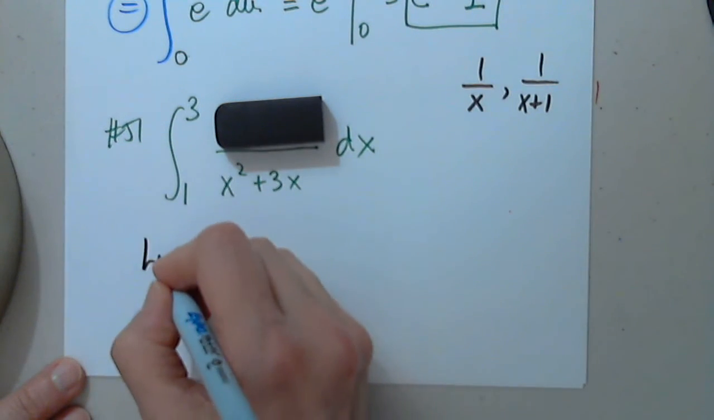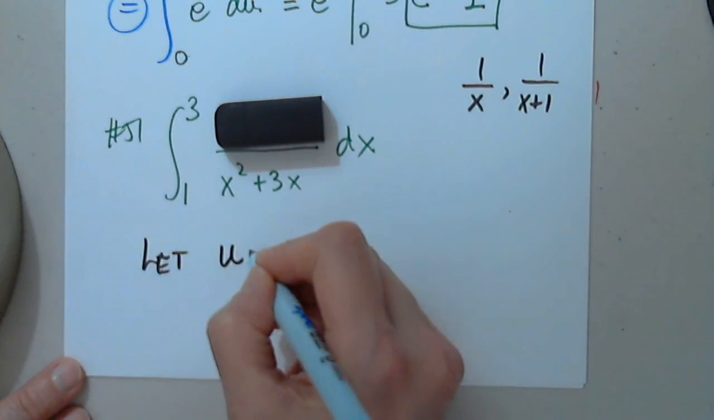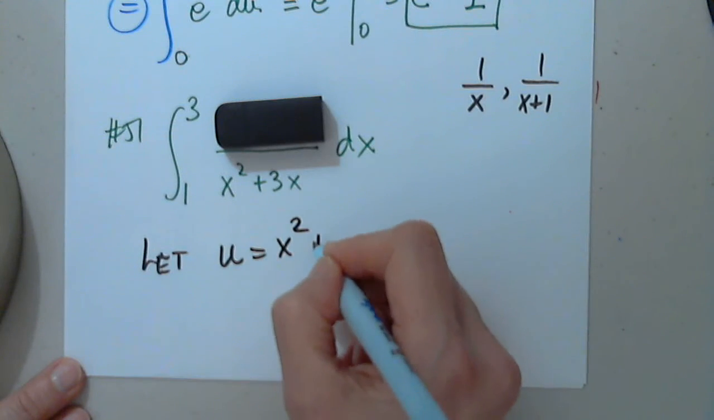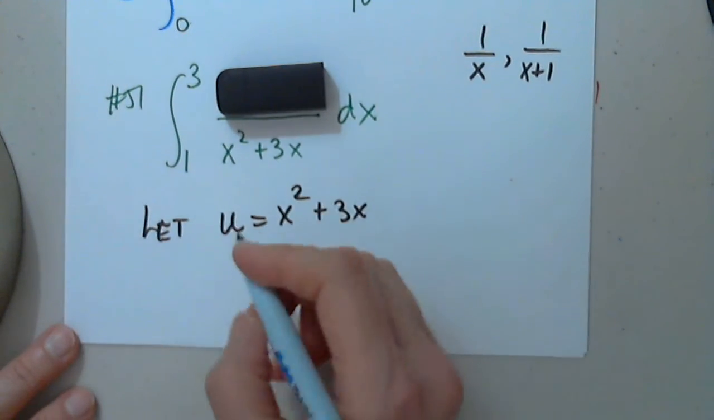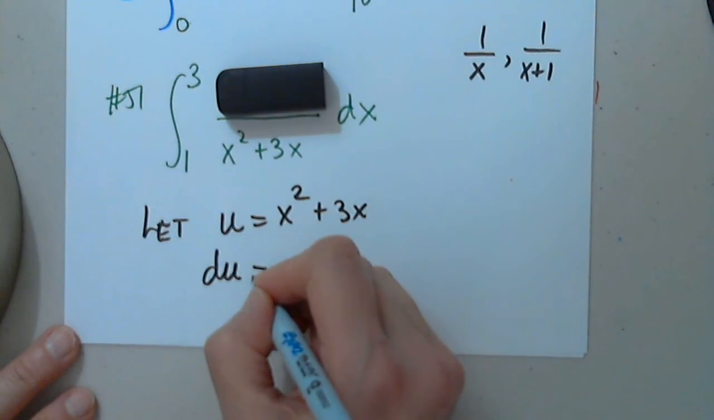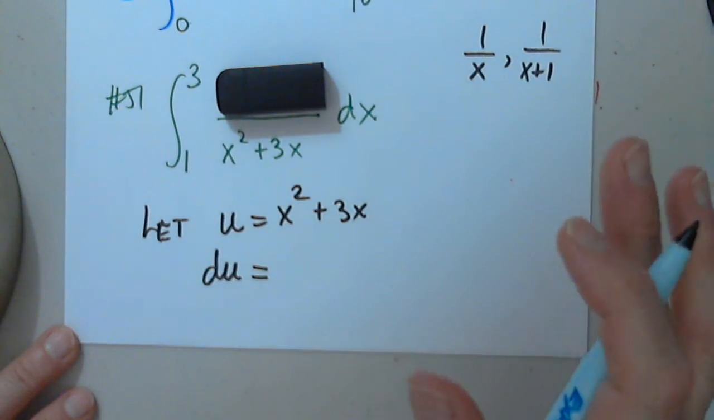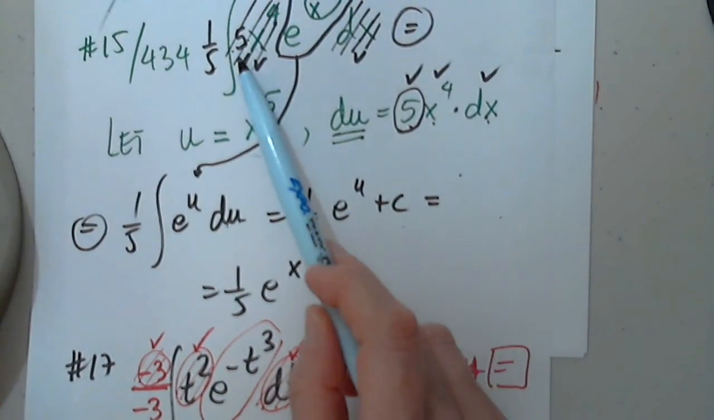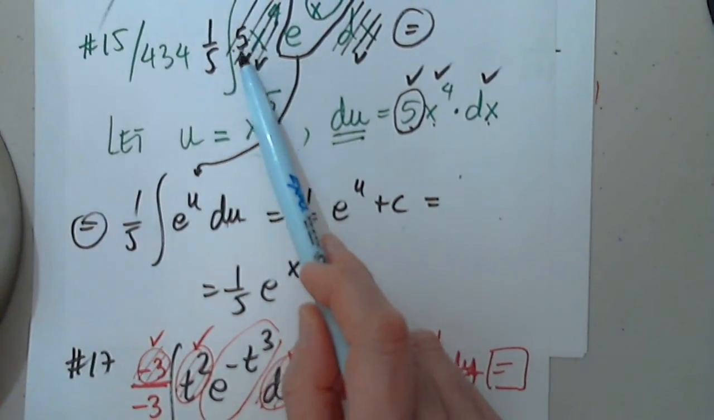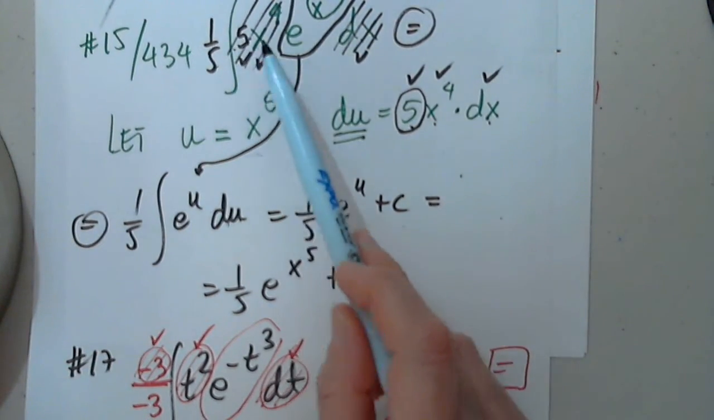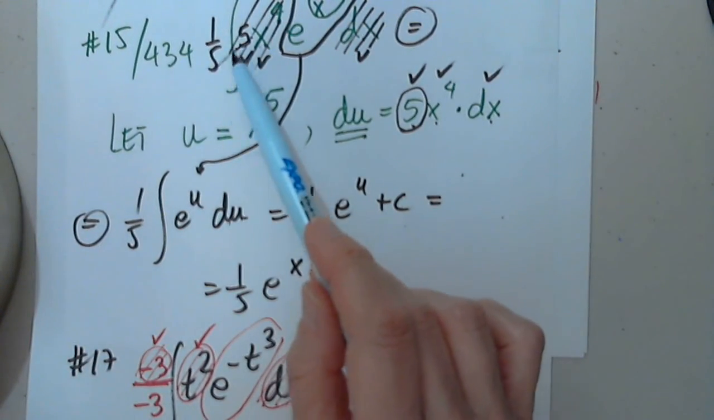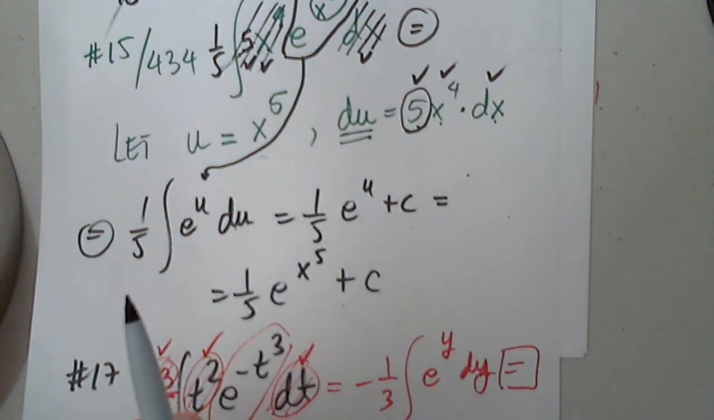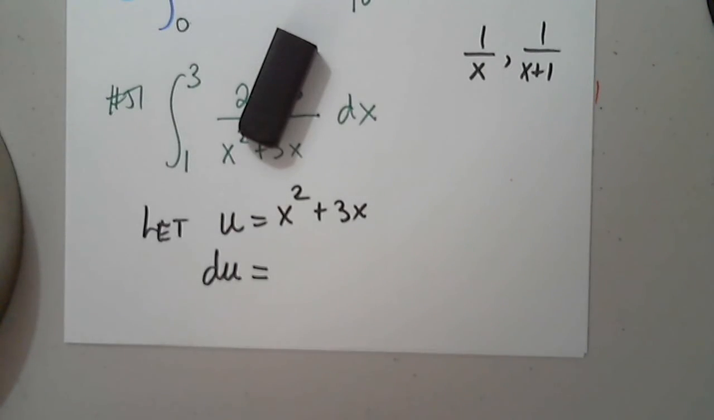So I will say let u be x squared plus 3x, only if du is in the problem or easy to make up. What do I mean by easy to make up? Just a little number. I cannot make up x or x squared, but a 5 or a 1/2, I can always make up.